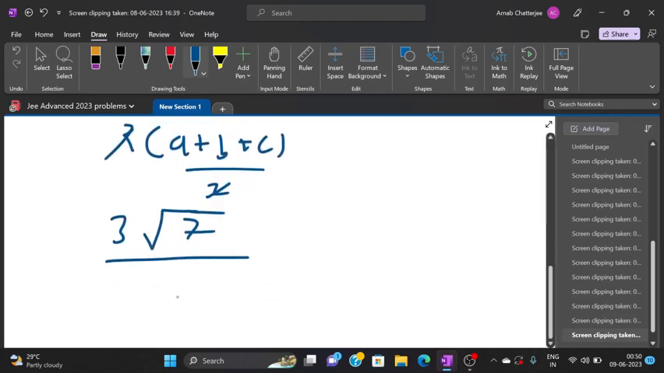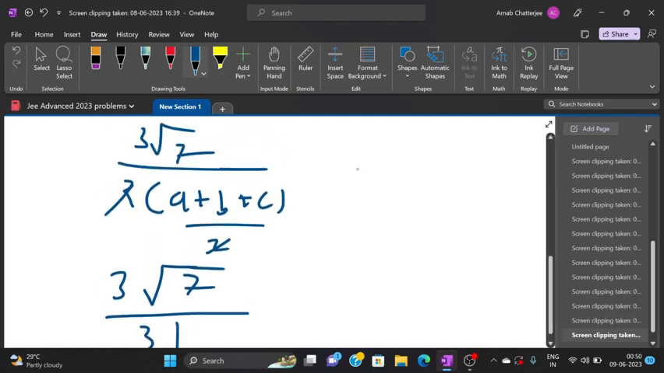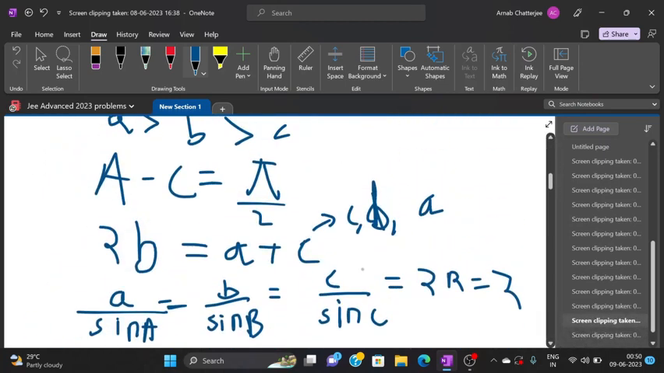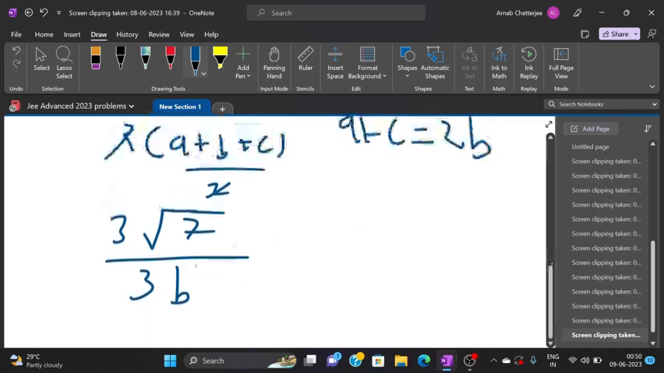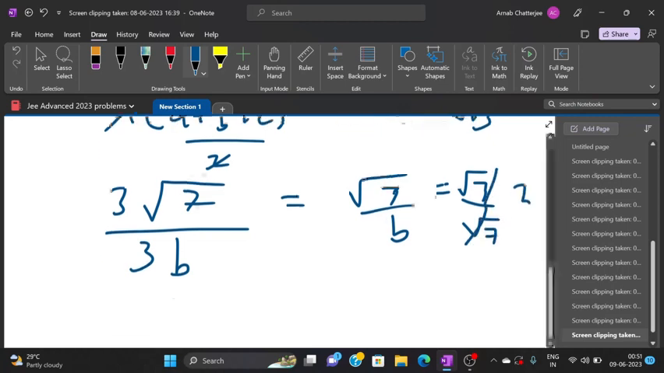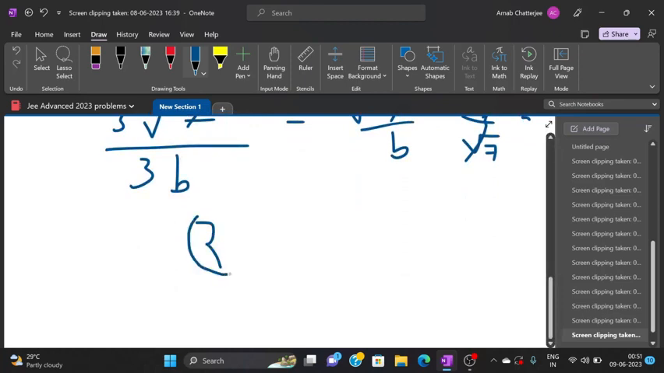And a plus b plus c is nothing but 3b. Since a plus c was equal to 2b, from the previous slide, see. We had the equation that a plus c equal to 2b. So this becomes 3 root 7 by 3b, that is root 7 by b, and b was equal to root 7 upon root 7 by 2. So we get the inradius to be actually 2 units.